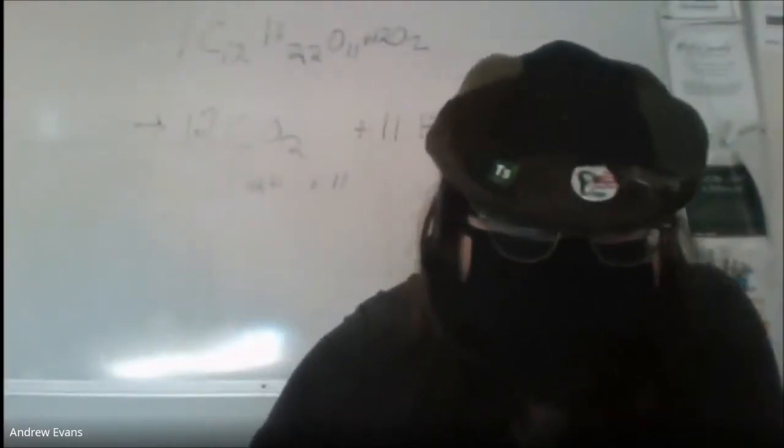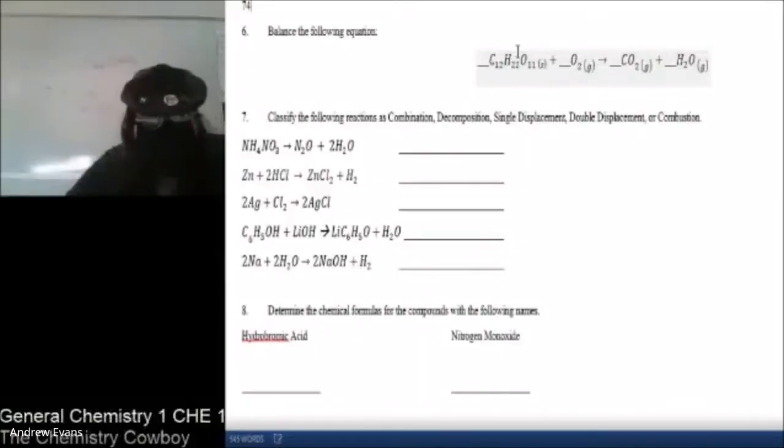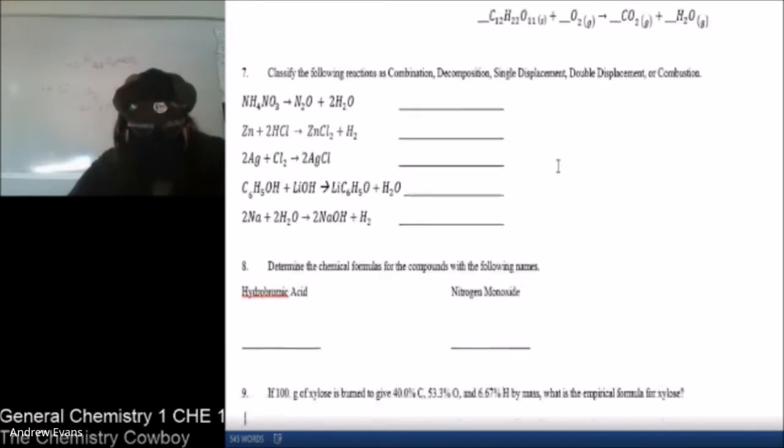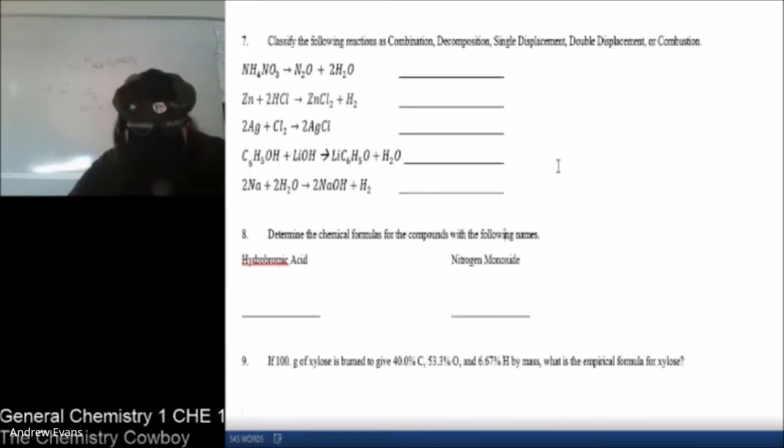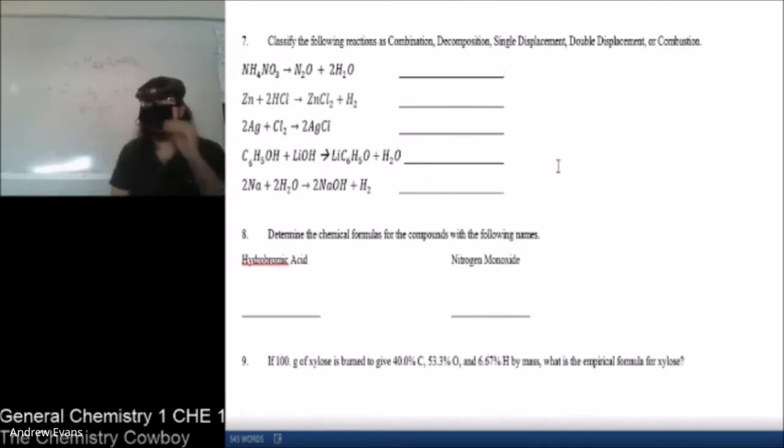Oh, I know, I want to put 4. Now, looking at these, expect something like this. I've actually split a question like this into 4 separate 1-point parts, because there's no way to put multiple blanks on the same question and make this work out. But expect to classify the following as a combination, a decomposition, a single displacement, a double displacement, or combustion.